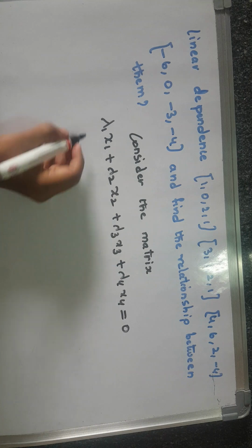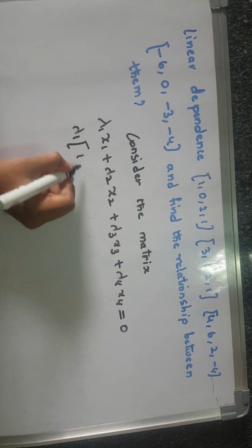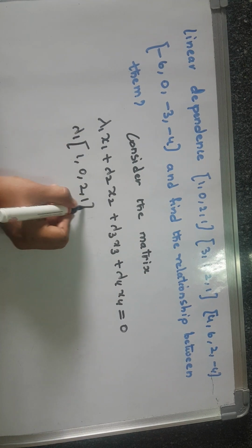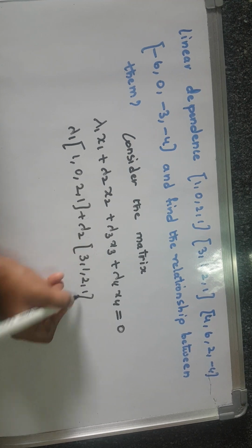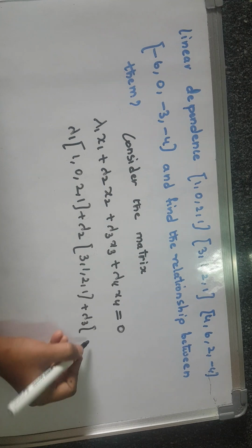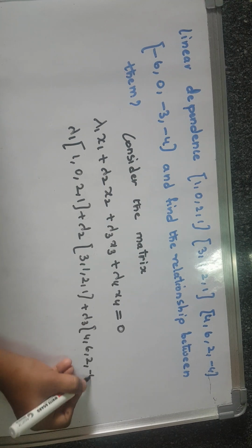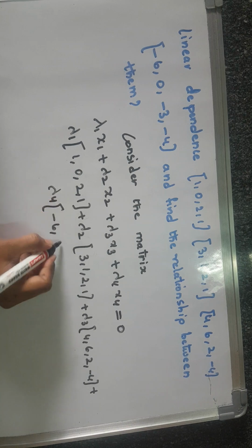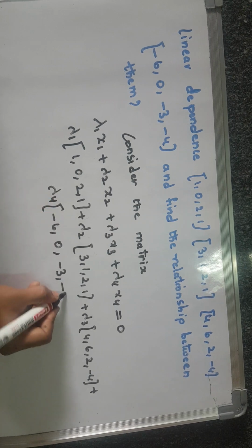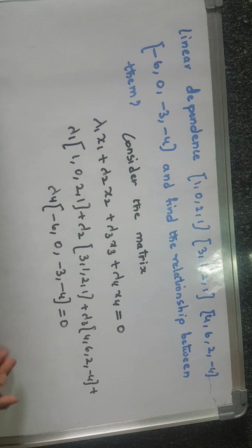Now lambda 1 into (1, 0, 2, 1) plus lambda 2 into (3, 1, 2, 1) plus lambda 3 into (4, 6, 2, -4) plus lambda 4 into (-6, 0, -3, -4). Equate these values to 0.